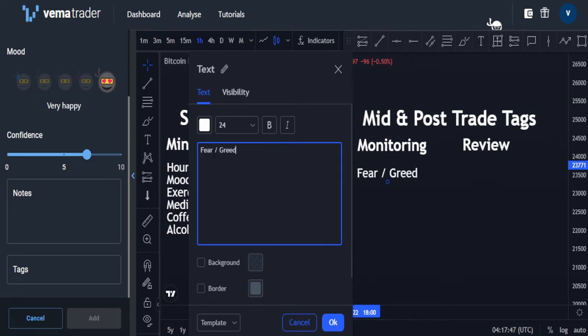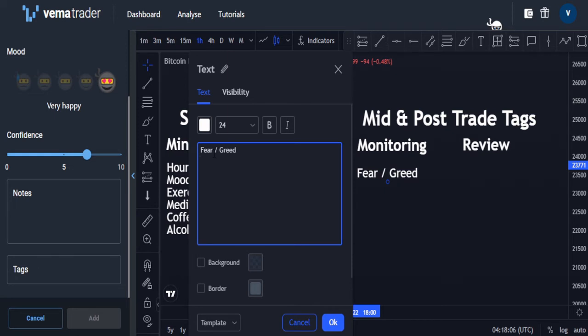Now, you can still keep tagging mood mid-trade. I personally don't. But what I will tag is, do I feel fear or do I feel greed? Is price getting towards my take profit and I start going, oh, I want to move my take profit further because I don't want to take profit too early, this is going to keep going? That is greed. That is greed in a nutshell.